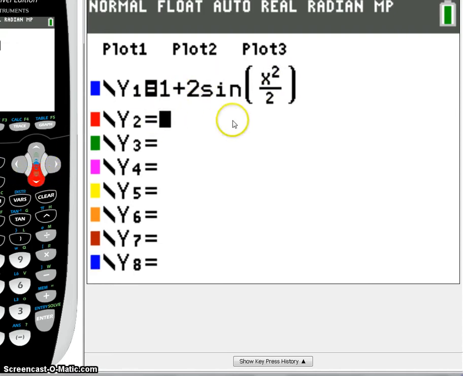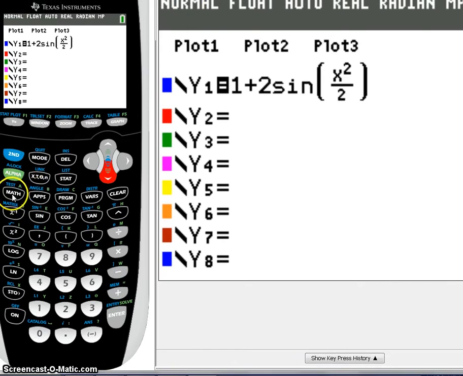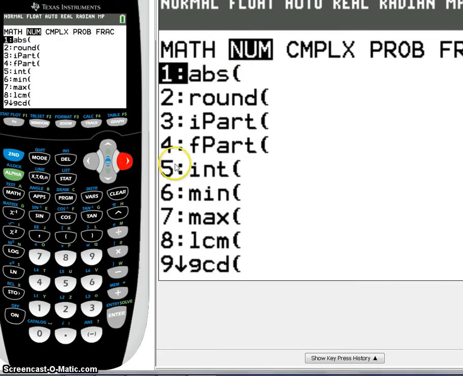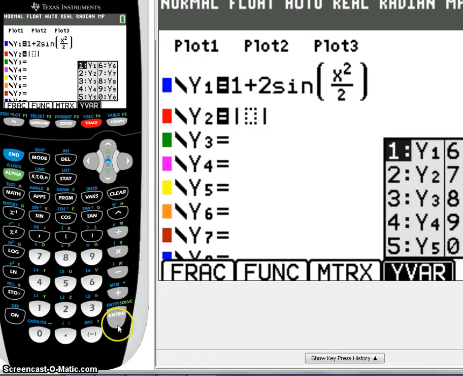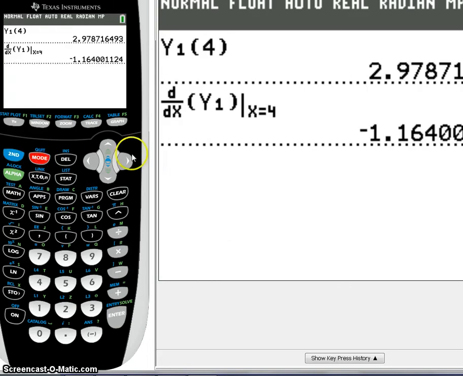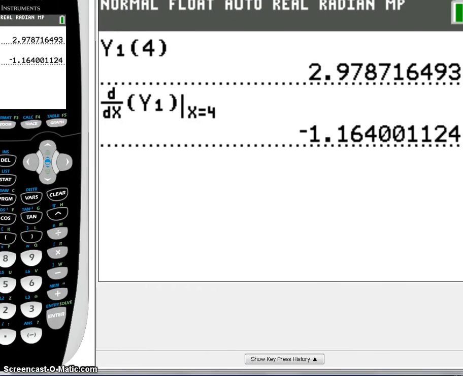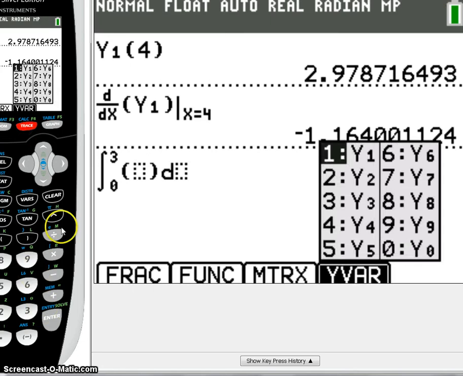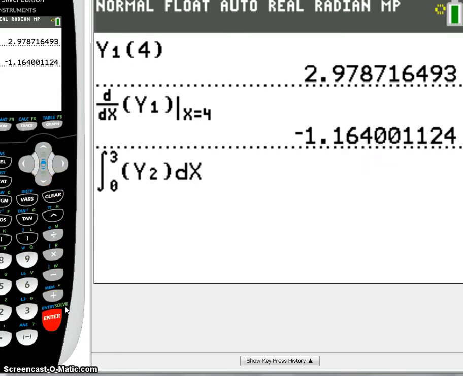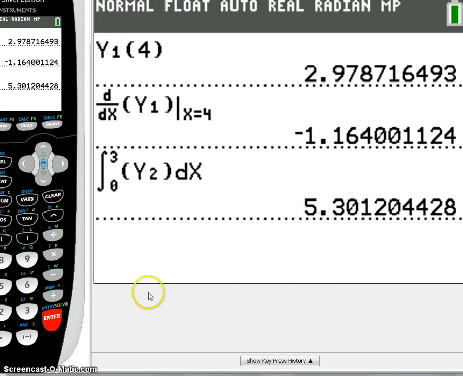You could put on the second line the absolute value. To find the absolute value, it's under math, then go to the right, the first one, abs. Since I already have the equation in y1, I'm just going to put absolute value of y1. That takes care of it. Then I'm going to quit and find the integral, so math 9 from 0 to 3. Remember that I want y2 because that's the one that has the absolute value in. And then dx. Okay, 5.3.